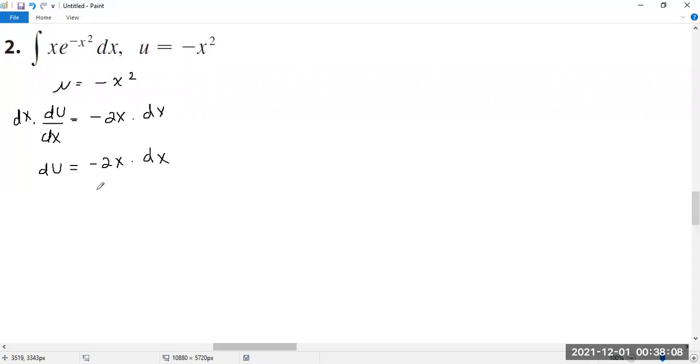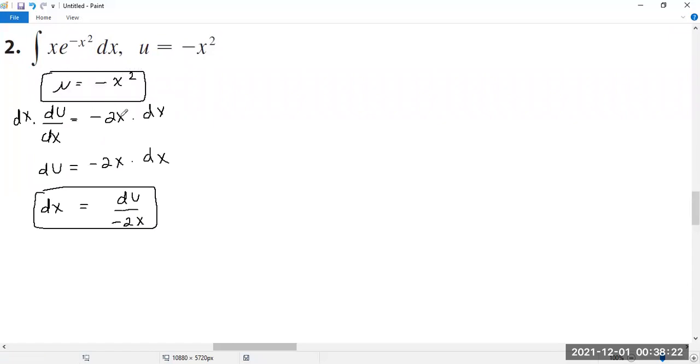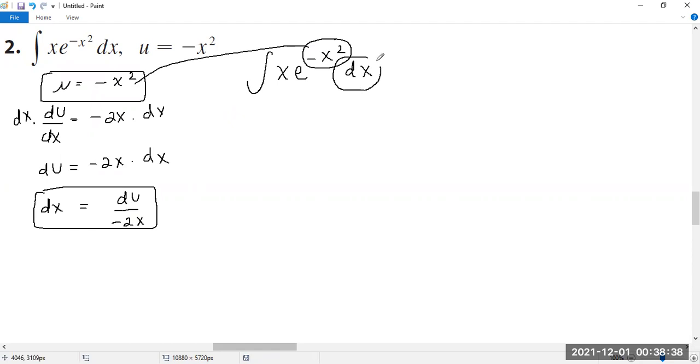And then I'm going to isolate the dx. I know it looks weird, but I'm going to say dx equals du over negative 2x. So I divided both sides by negative 2x. So I have two things. U is equal to negative x squared, and dx is equal to du over negative 2x. So when I'm looking at the integral of x e to the negative x squared dx, I can replace this with the u, and I can replace the dx with what I solved for.